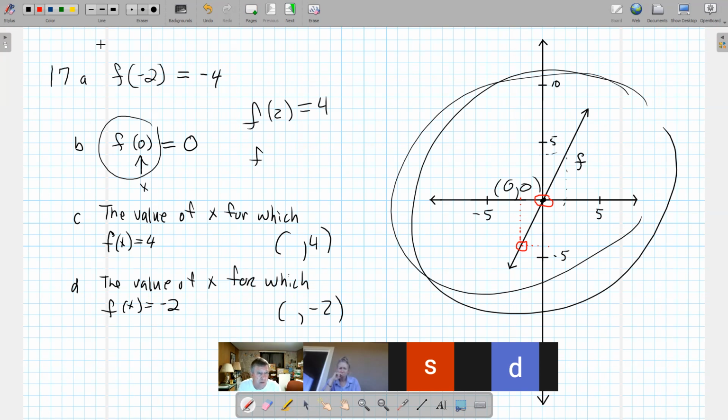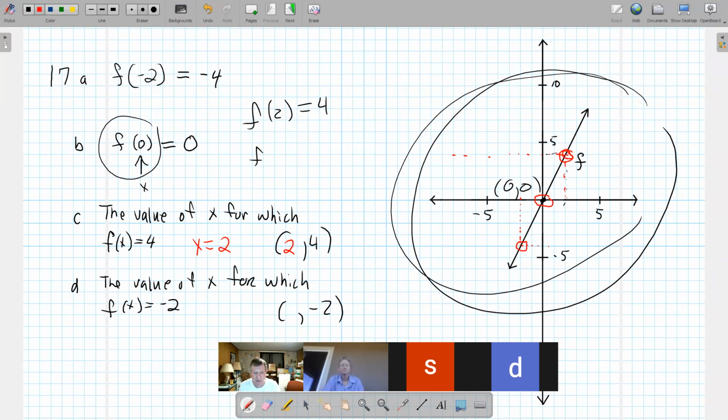Y equals 4 would be right along this line. Oh, right there. So for what value of x is y equal to 4? For x equals 2. So on the graph, find the point that has a y value of 4. There it is. What's the corresponding x value? 2. We okay with that?